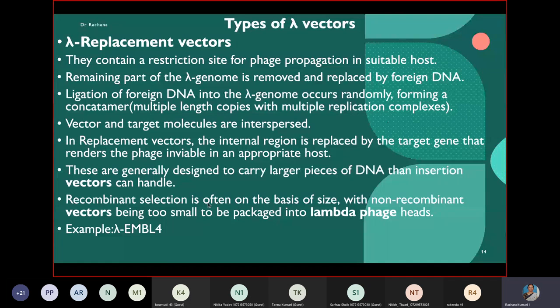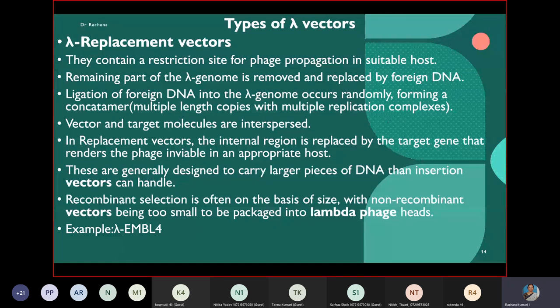Now, these are generally designed to carry larger pieces of DNA. Why do we use these lambda vectors? The main objective behind using the phage vectors is we had a limitation when we were using bacterial plasmids as vectors. Now I want to overcome that. Why is there a necessity for me to incorporate larger pieces of DNA? For instance, I want to work with foreign DNA, in this case probably a gene from a plant or from an animal or from a human being.